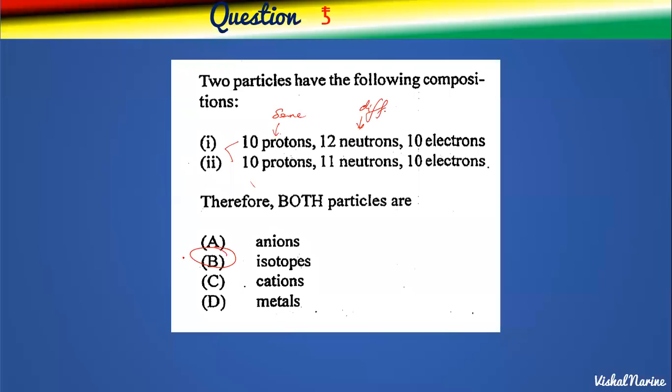Someone is asking, which year paper is this? The questions presented today are taken from January 2017, 2018, and 2020.